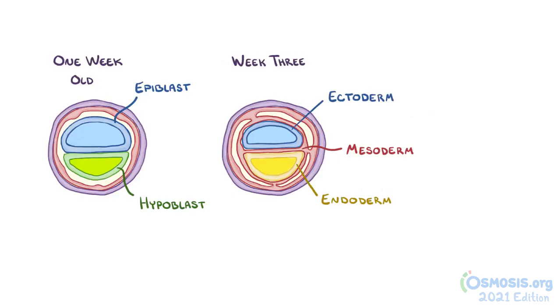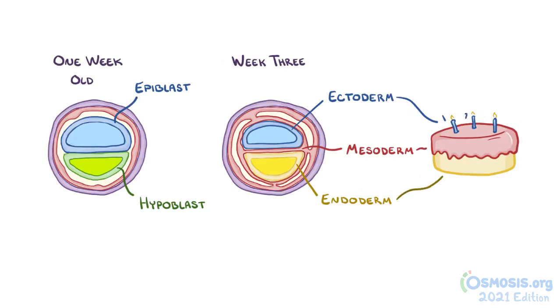So imagine an embryo like a birthday cake, with the ectoderm as the candles, the mesoderm as the frosting, and the delicious cake as the endoderm. We can put 3 candles on this cake to help you remember gastrulation happens during week 3.